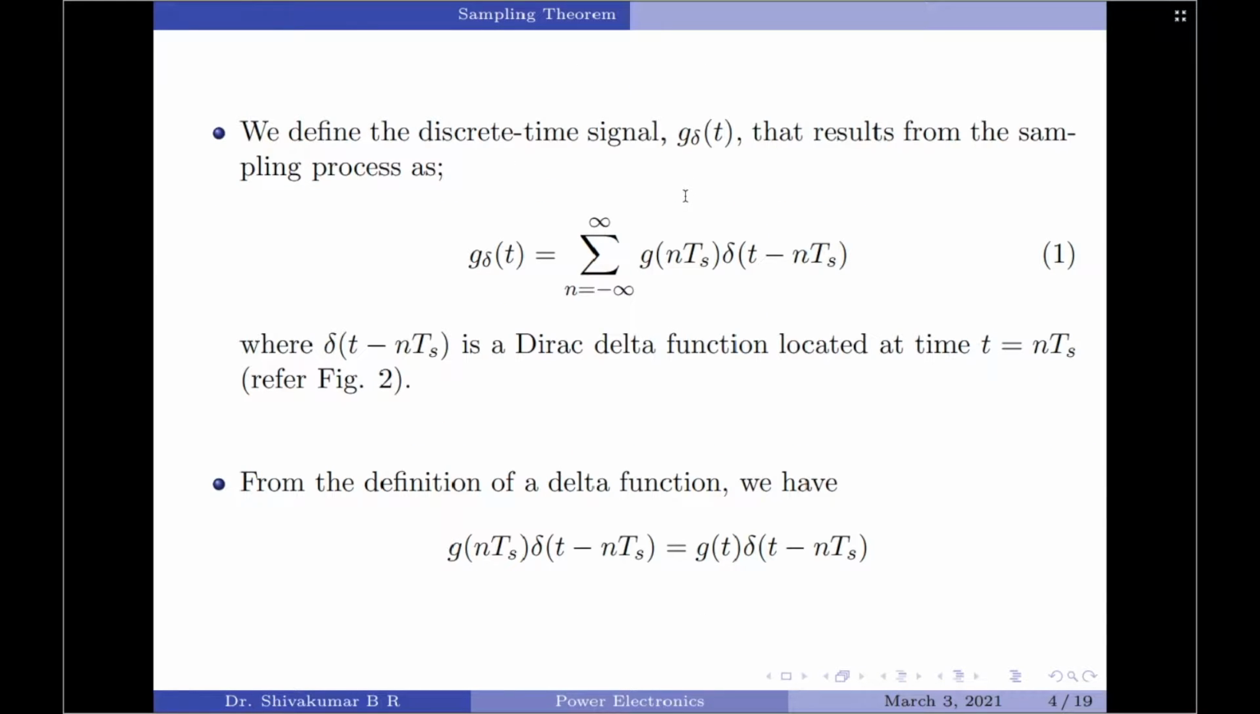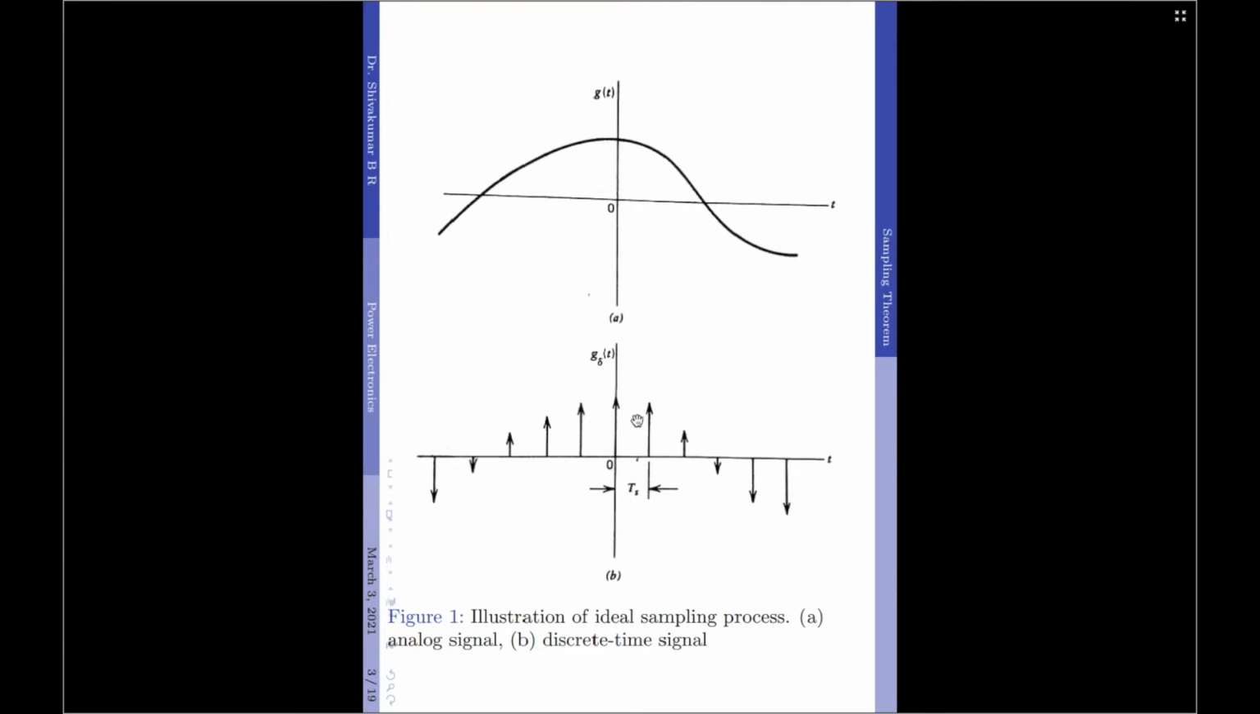Coming back to equation 1, we note that each delta function in the series generated is weighed by a corresponding sample value of the input signal g of t, and this sample value is given by g of nTs. This is what is represented by figure 1.b, which is our discrete time signal generated by sampling g of t using the instantaneous sampling technique.